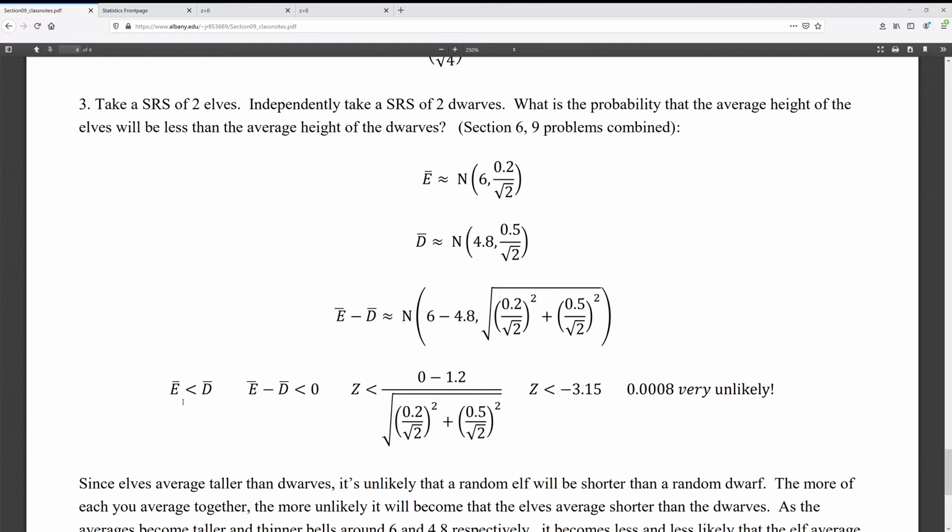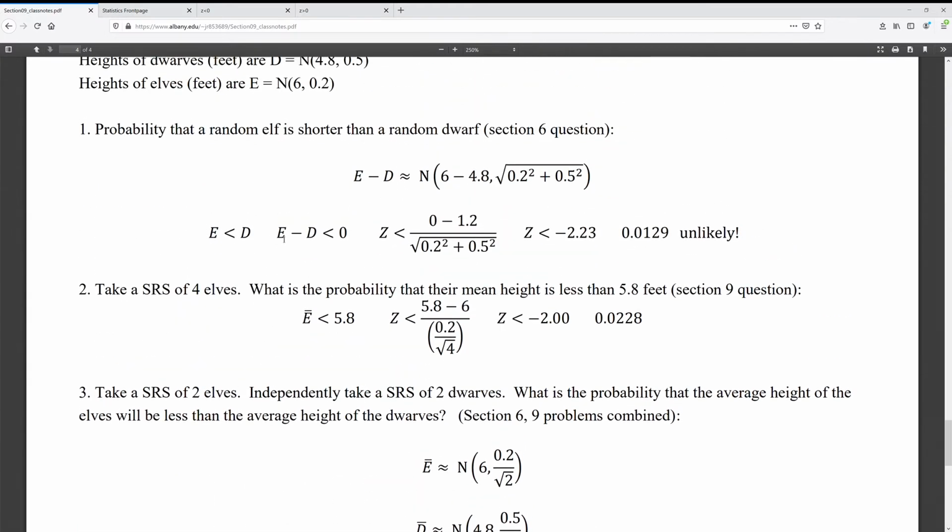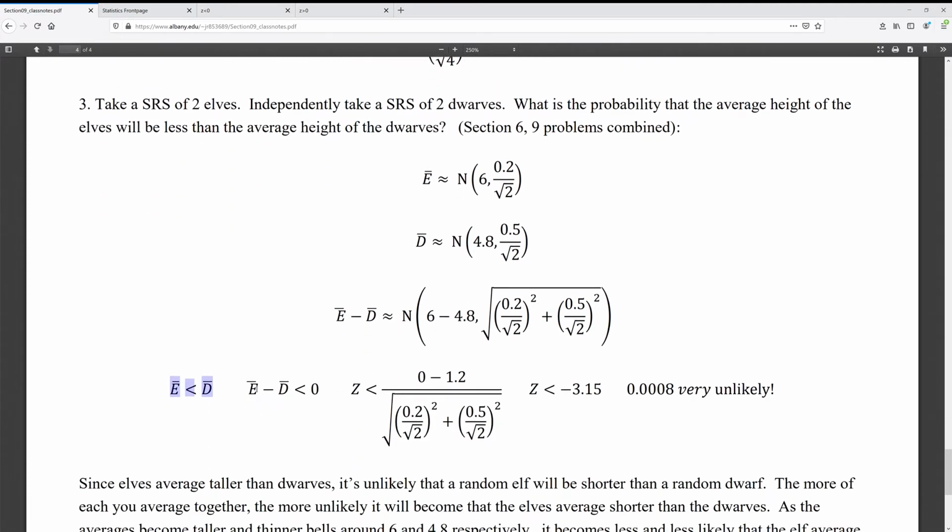So if you want to compare E bar to D bar, then it's going to start out exactly the same way as it did above. E bar minus D bar is less than 0. And where do we arrive at? We're comparing E bar minus D bar, that creature, to this number, 0. Again, happens to be 0.